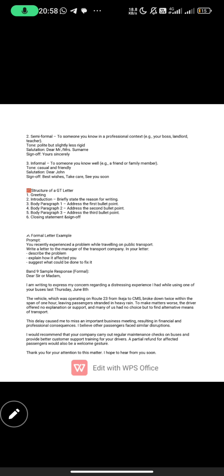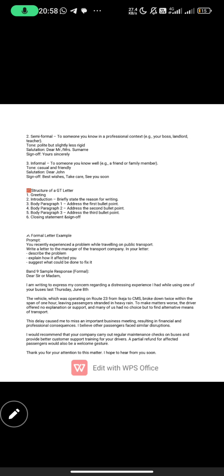Dear sir or madam, that's the greeting, the salutation. You get your mark for that. Then you put a comma. Don't forget your comma. I said this yesterday. Please, I beg of you. Now, I am writing to express my concern regarding a distressing experience I had while using one of your buses last Thursday, June 8th. Full stop. That's my opening statement. That's me telling the reason for my writing.